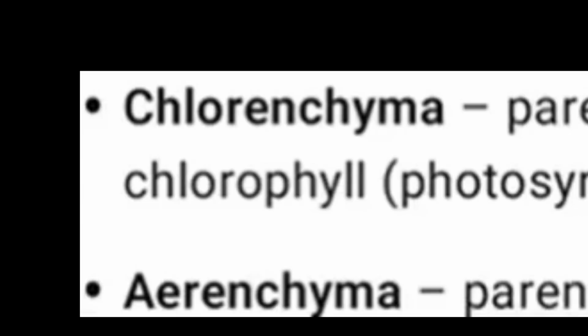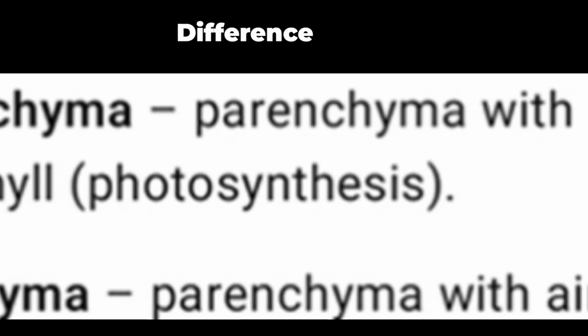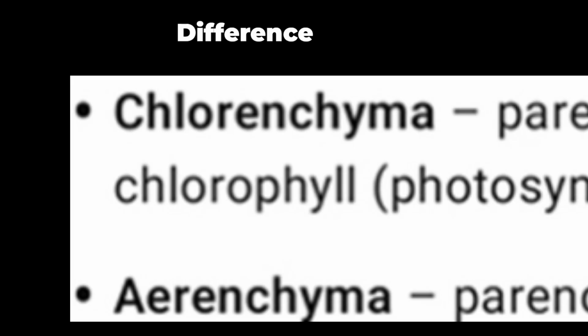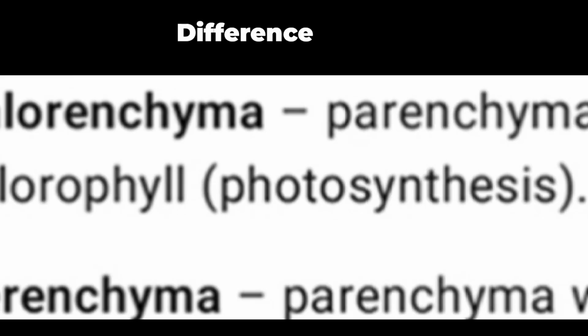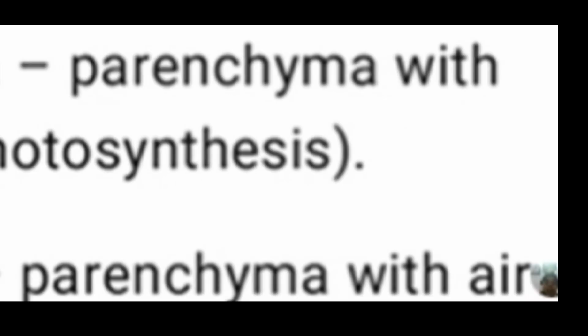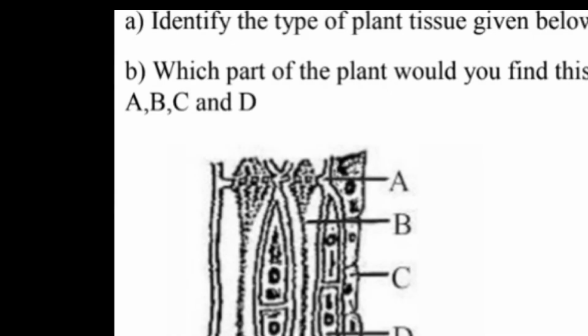And there are two different forms of parenchyma. The difference is that chlorenchyma is parenchyma with chlorophyll, so it can perform photosynthesis, whereas aerenchyma is found in aquatic plants, stems, and leaves. They are parenchyma with air cavities. So that's the difference.